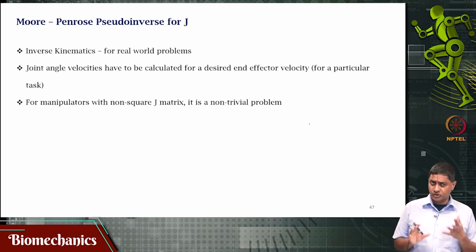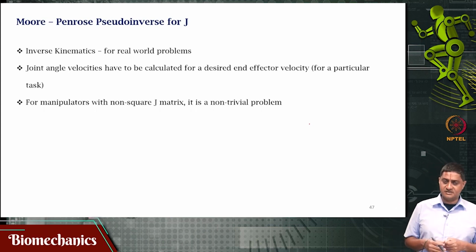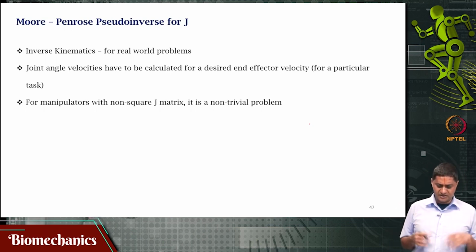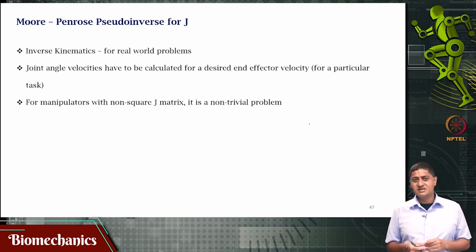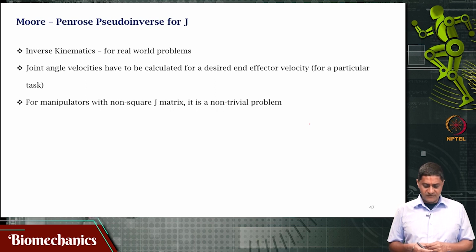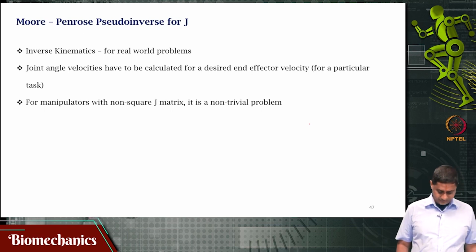Let us say I know the configuration, and I am interested in finding joint angle velocities given the end effector velocity. Can I find this in this case? It turns out that there is a way to find it, but this is not a trivial problem. It is not a simple matrix inverse problem like we saw in the 2-link serial kinematic chain. We can find the inverse of a 3-link kinematic chain Jacobian, but it is non-trivial.